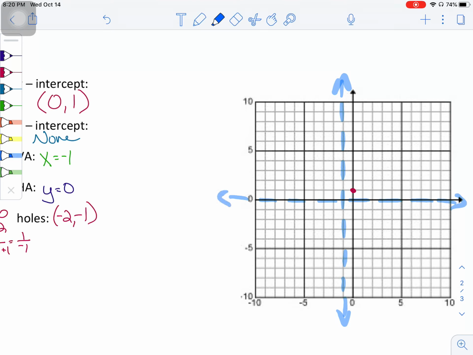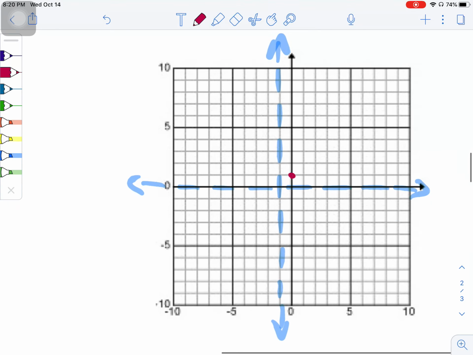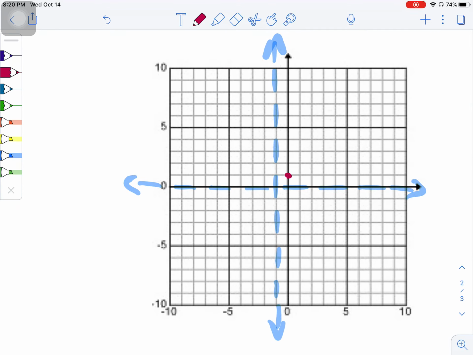And my discontinuity is the point (-2, -1). So I'm going to kind of zoom in a little bit. (-2, -1) right there. Nice part about this particular graph is you will not need to get another point, because I know on the left side here I have to be approaching this open circle, this discontinuity. So I know my graph has to be down in this lower left quadrant.